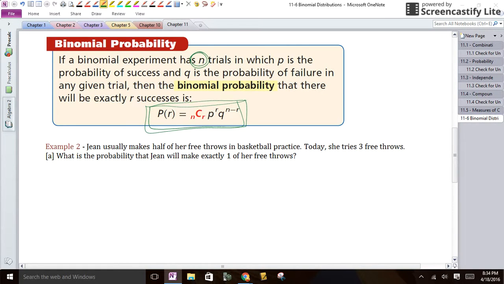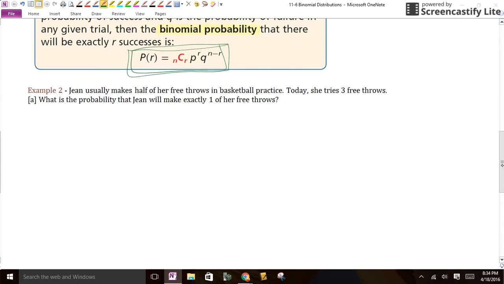So here's example 2. It says Gina usually makes half of her free throws. So she's 50-50, right? Today she tries 3 free throws. What's the probability that she will make exactly 1? Now you could totally do this tree diagram way, right? Like I said, I always did a tree diagram when I was doing statistics.